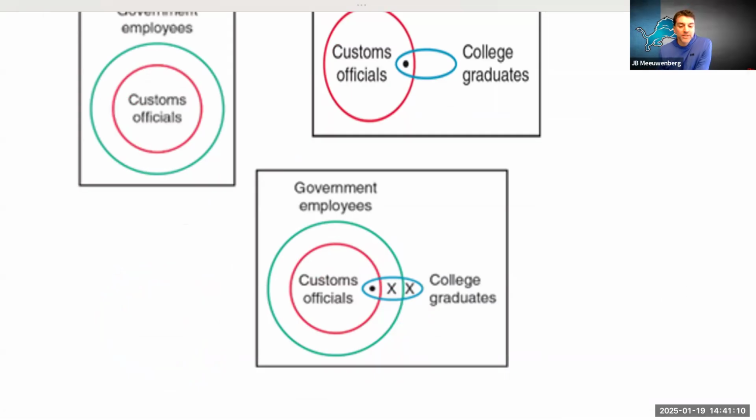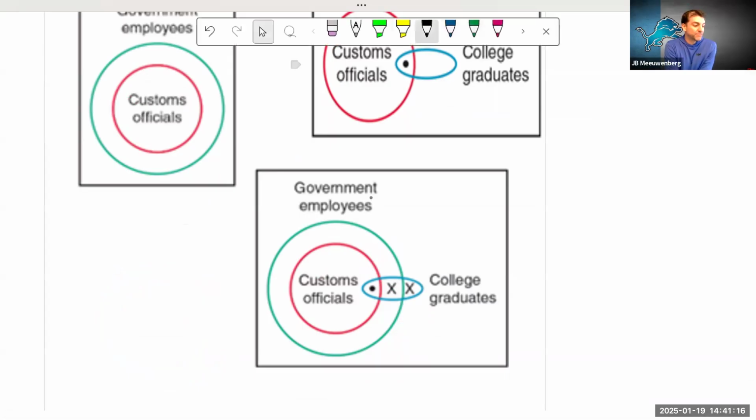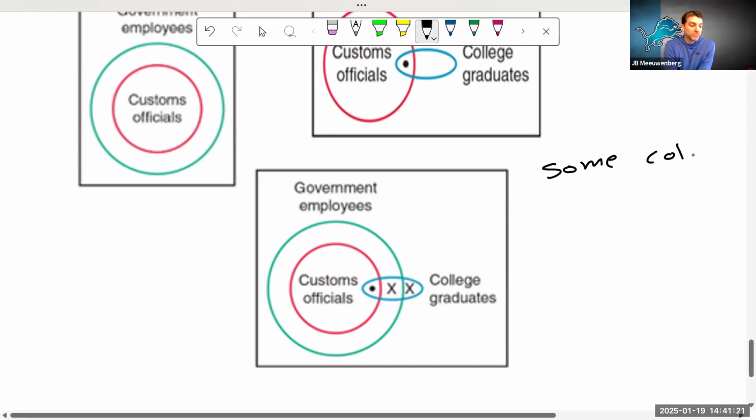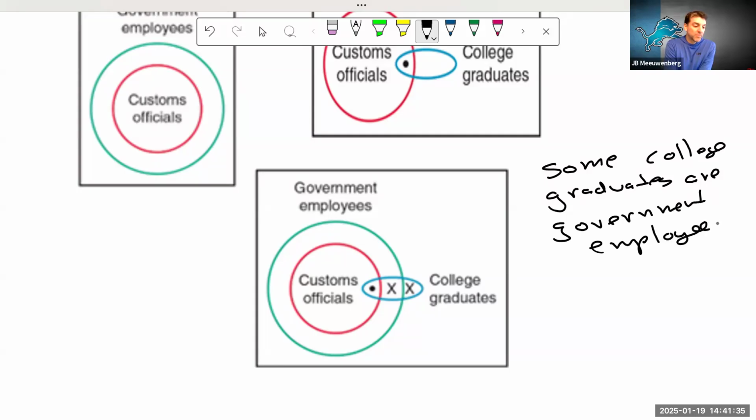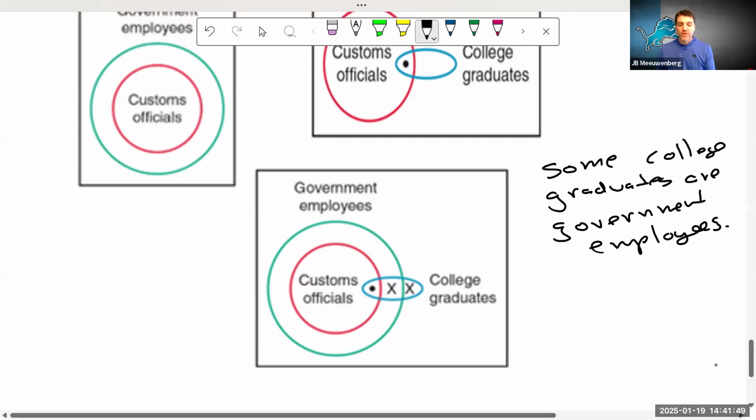So what's the conclusion then that we can draw? We can state that some college graduates are government employees. Because some college graduates were customs officials, that means there's at least one that also exists within the government employees group. But that's the only conclusion that we can draw.